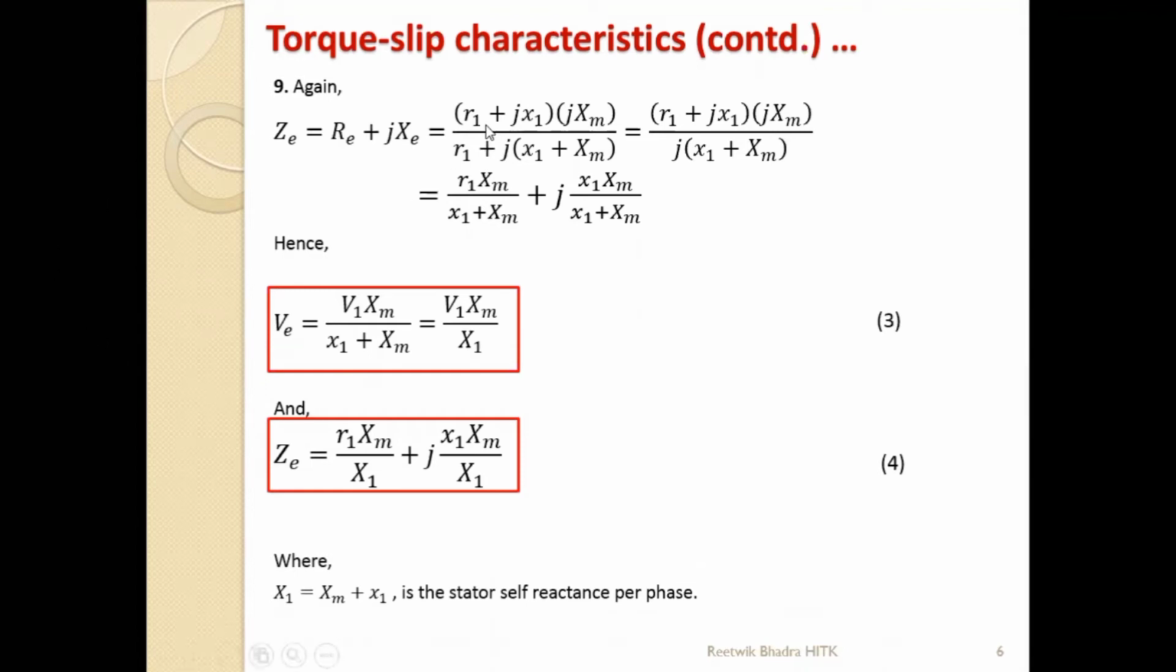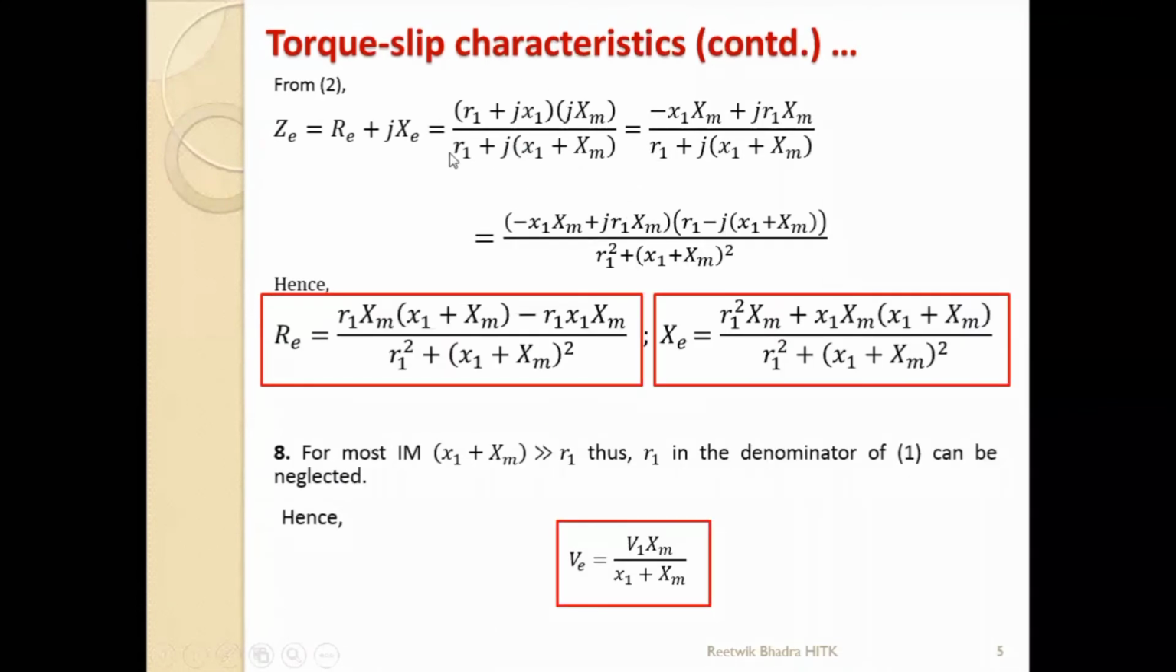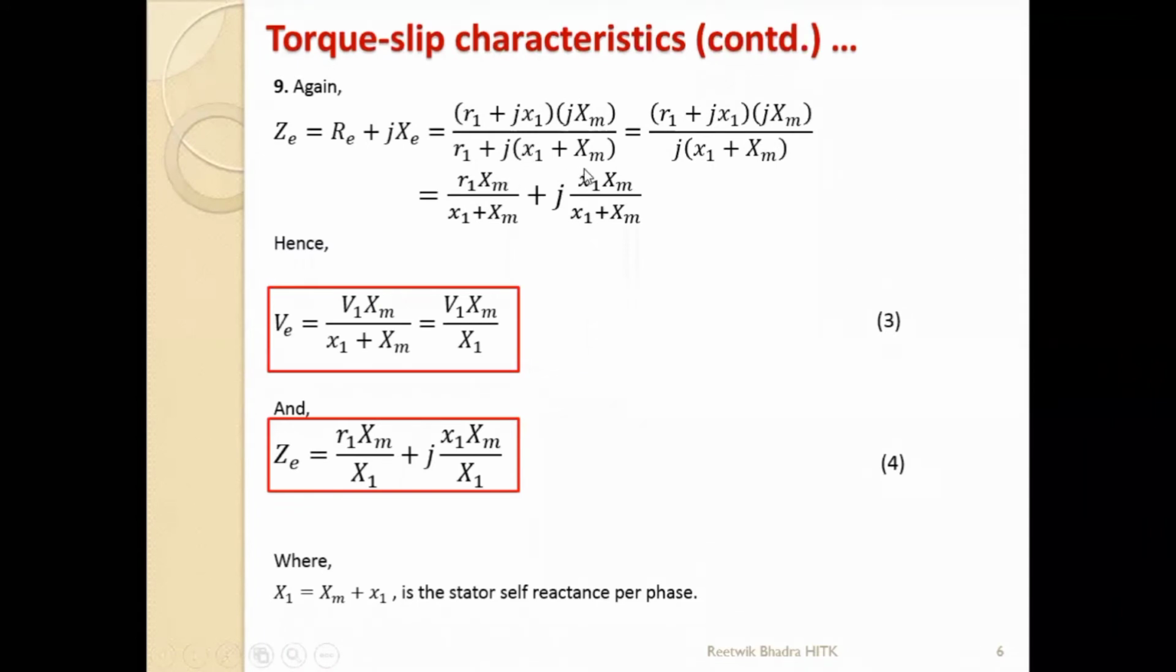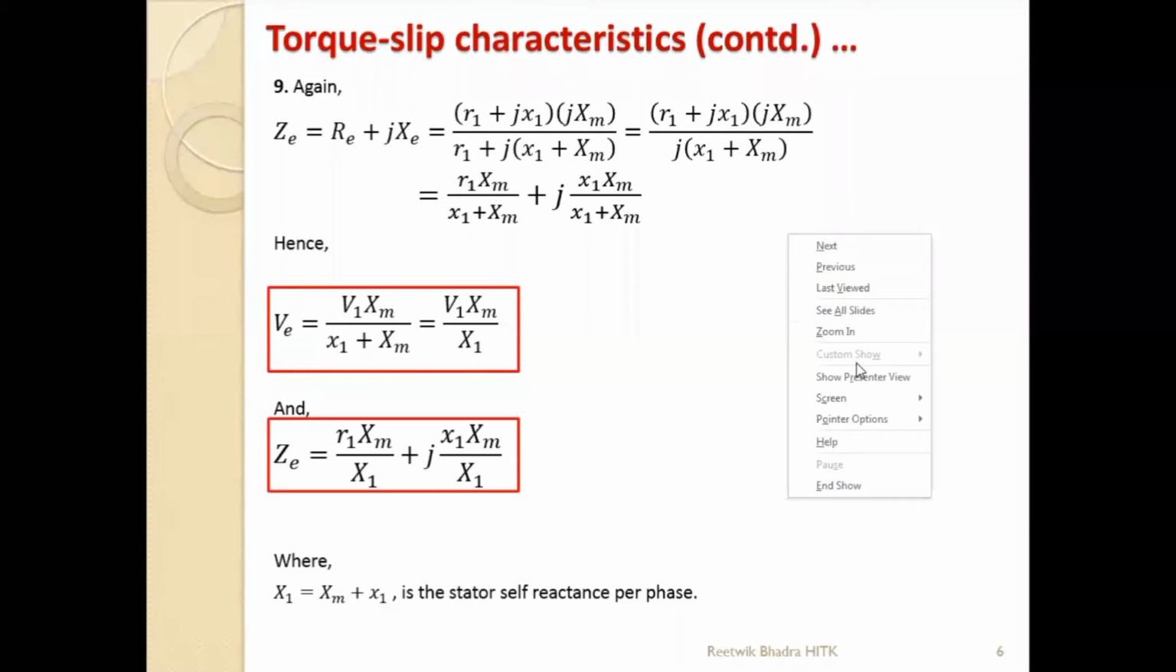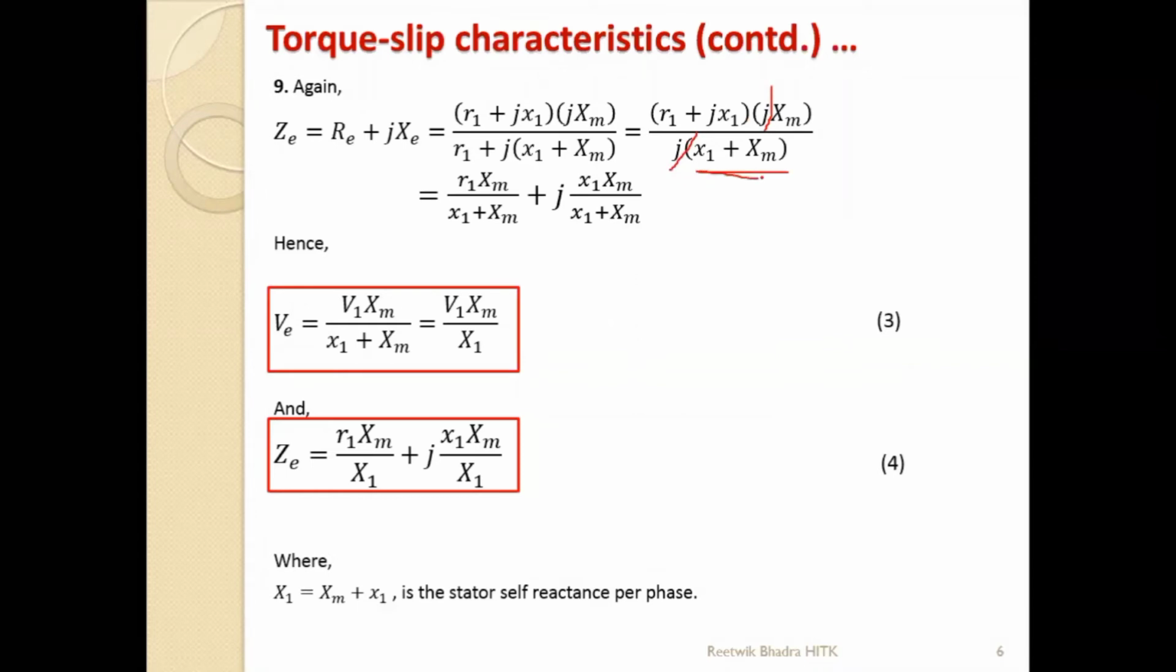Now, this was a standard formula, R1 plus jX1 into jXm by R1 plus jX1 plus Xm. This one we have already known. Now, R1 compared to this is negligible, so we can remove your R1 over here. Remove R1, and this j and this j cancel out. In the denominator it becomes X1 plus Xm.